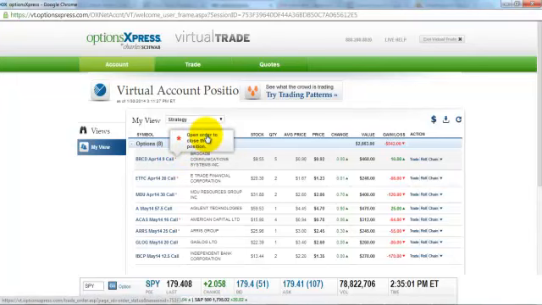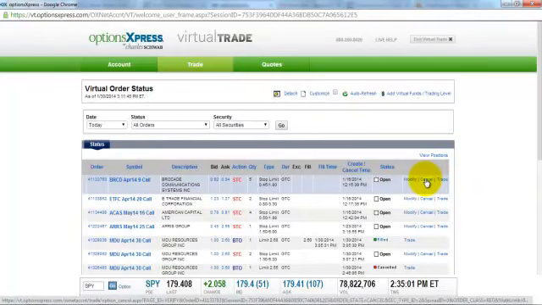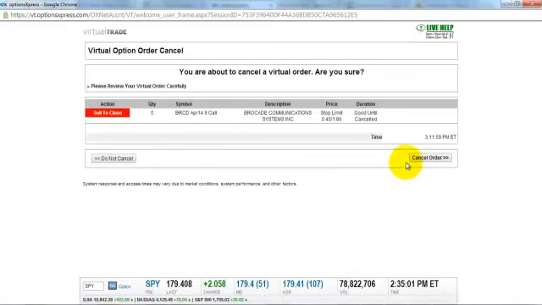So when I click it, it will take me to the order page. Okay, so I'm looking for BRCD. All I need to do, from the far end, I have modify and cancel trade. I can go ahead and click on cancel, and it will ask me, am I sure I want to cancel this? You're about to cancel a virtual order, are you sure? And then you just click cancel, and you are not charged any commission for canceling this order.